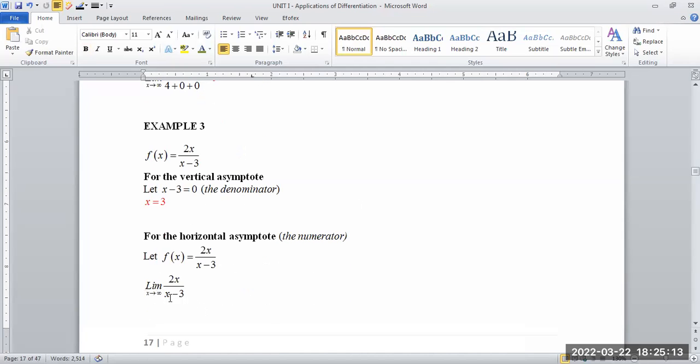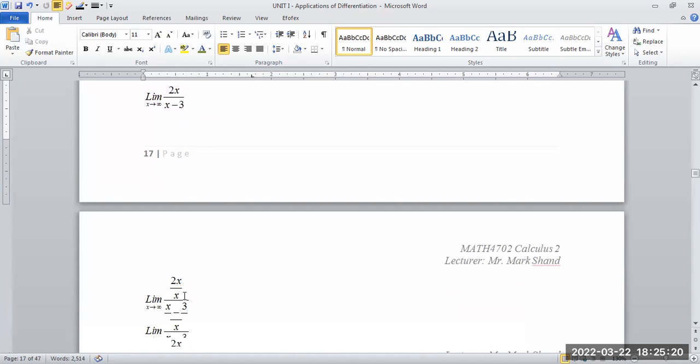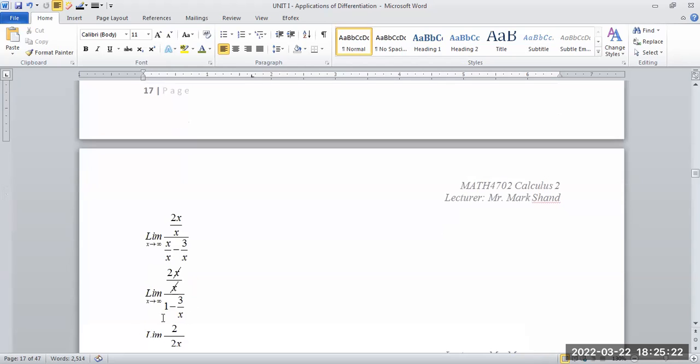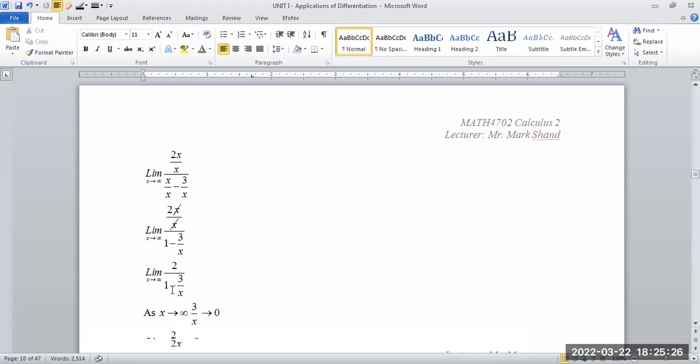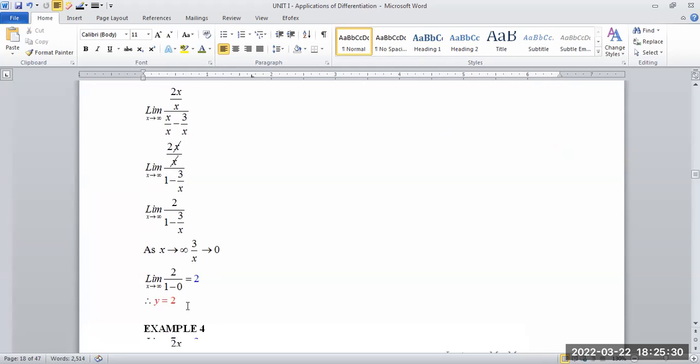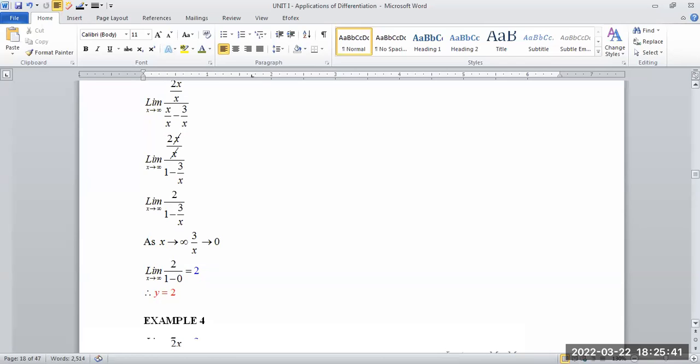You're finding the limit. The highest power that is raised in the variable is going to be x to the first power. So you're dividing everything by x to the first. When you divide everything by x to the first, we're going to have 2 over 1 minus 3 over x. And as 3 over x tends to 0, your answer is going to tend to 2. Good job. Very nice. See, you want to understand the topic.